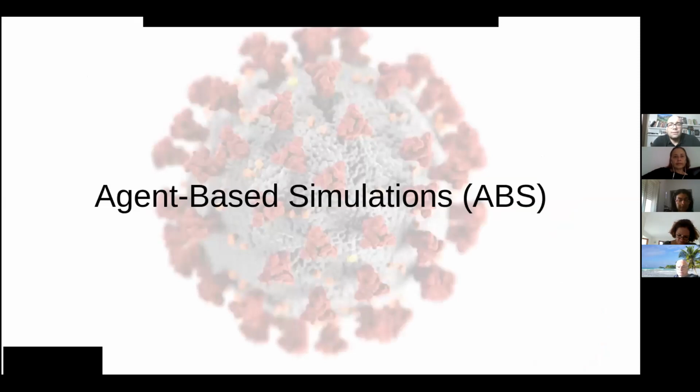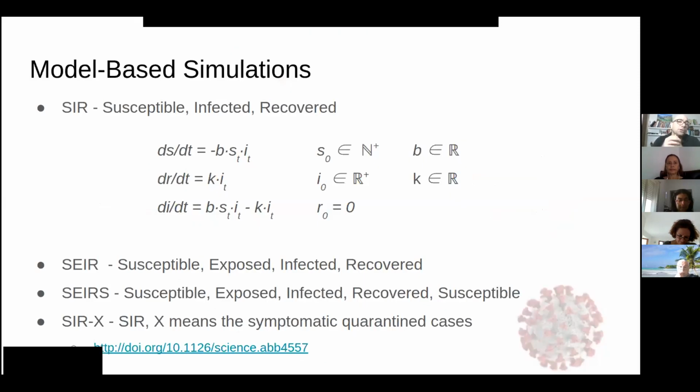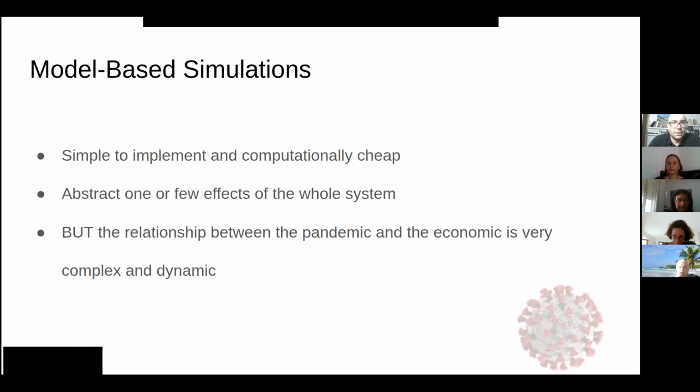So let's talk about agent-based simulations. But before that, we have to talk about model-based simulations and the worldwide famous SIR, Susceptible Infected Recovered model. This is the most employed model of pandemic evolution, but it has a lot of variants, such as SAIR and SIRX with exogenous variables. There are a lot of these models in the literature. These models are simple to implement and computationally cheap, but they are very restricted. They abstract one or a few effects of the whole system.